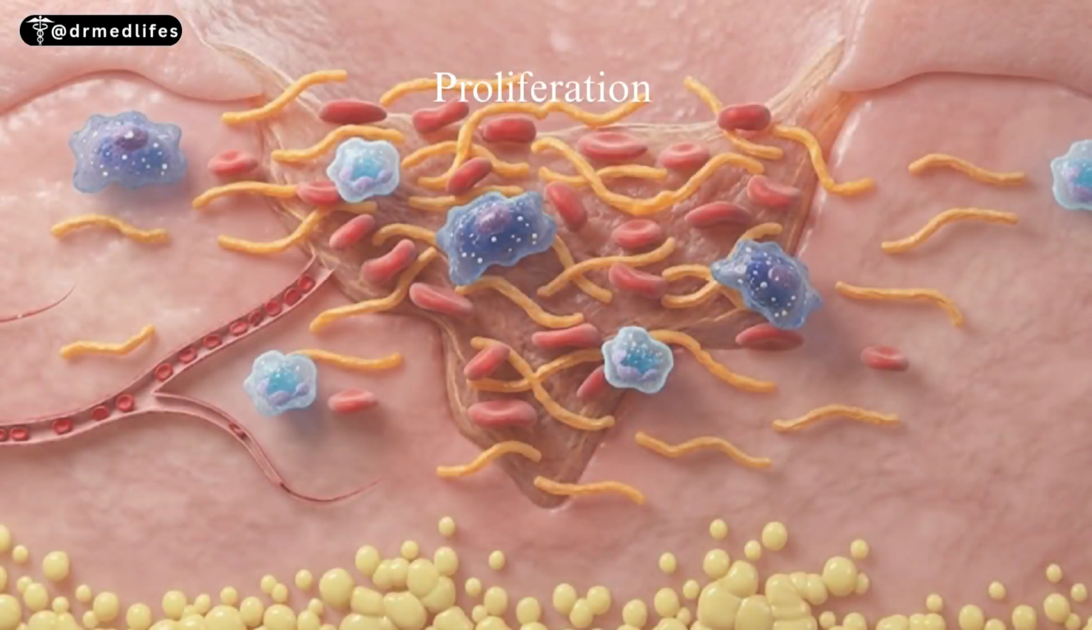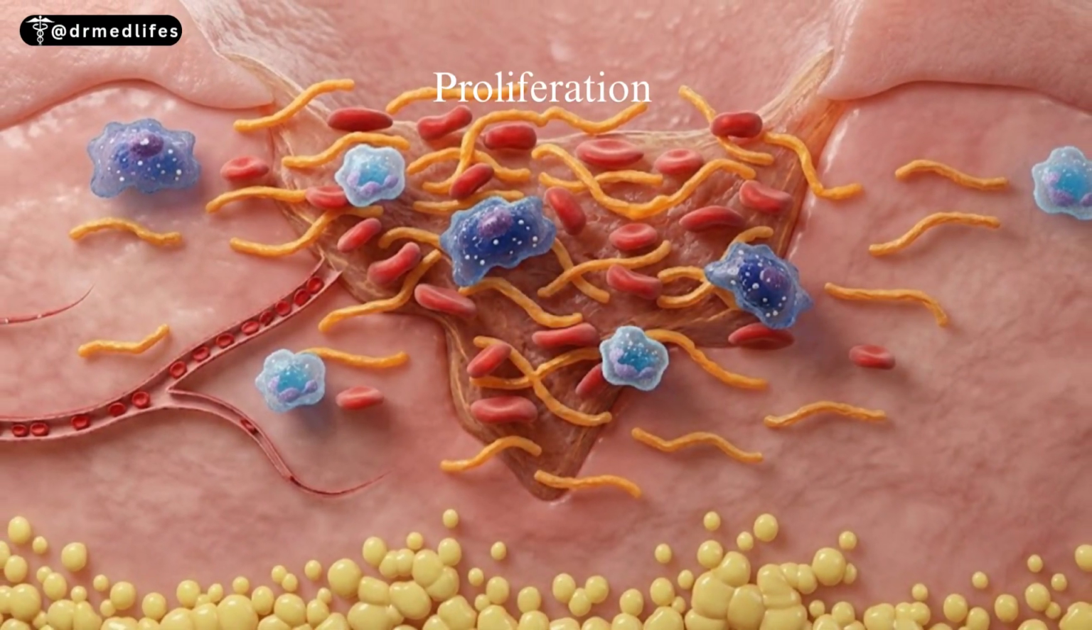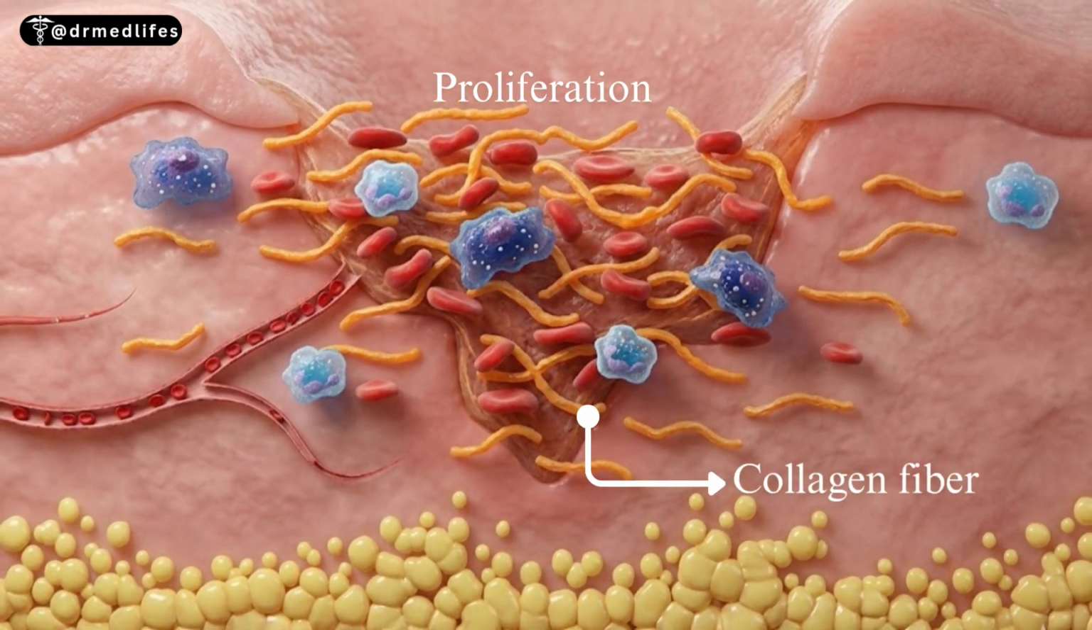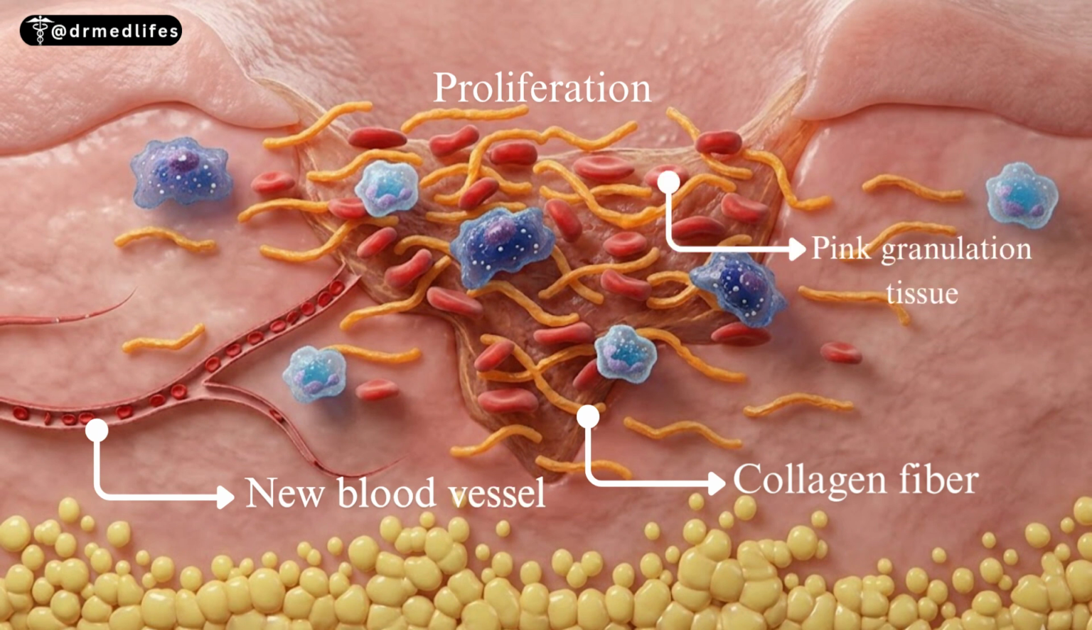The third stage is proliferation. During this phase, fibroblasts produce collagen and new blood vessels form through angiogenesis. Granulation tissue develops and fills the wound, creating a foundation for new tissue.